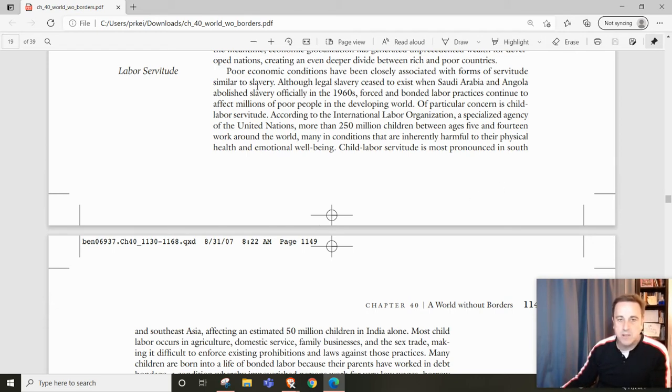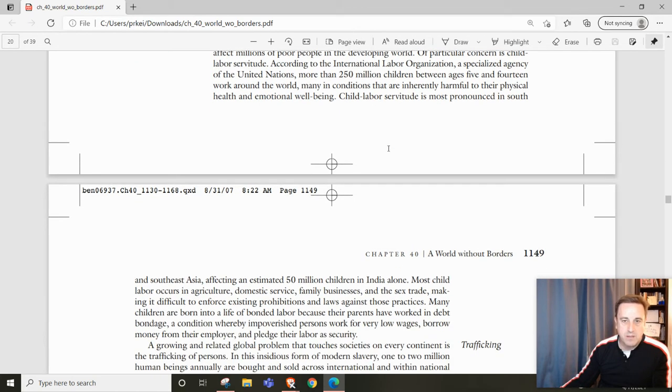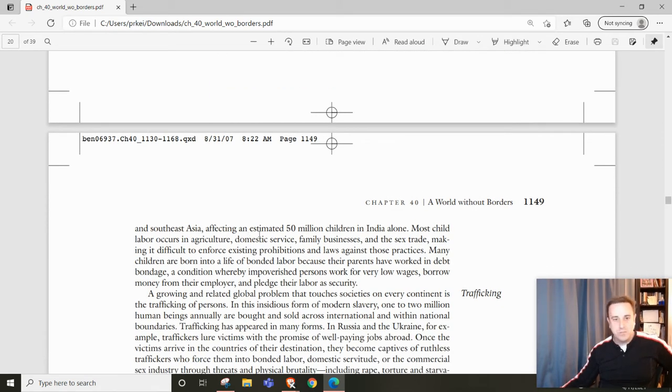The other thing that ends up happening is, although Saudi Arabia and Angola were the last to abolish slavery in the 1960s, there are still some really troubling labor practices which happen around the world. For instance, at the time of the writing of this book, the International Labor Organization from the UN thought that more than 250 million children were living in inherently harmful business situations. Child labor is especially pronounced in South and Southeast Asia, which you may or may not know. The child labor can be things like agriculture, domestic service, family business, but also, unfortunately, the sex trade.